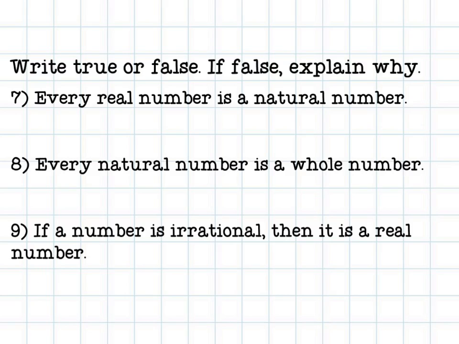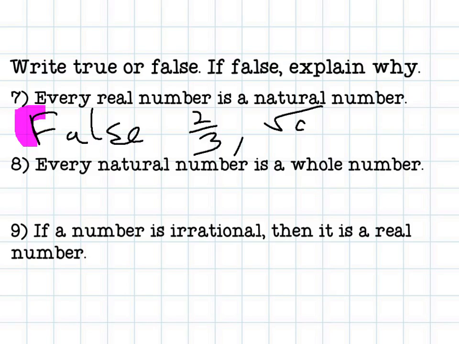Okay, number 1 is false. There are other real numbers that are not natural numbers. For example, 2/3 is a real number, but it is not a natural number. The square root of 9 is a real number, but it is not a natural number.